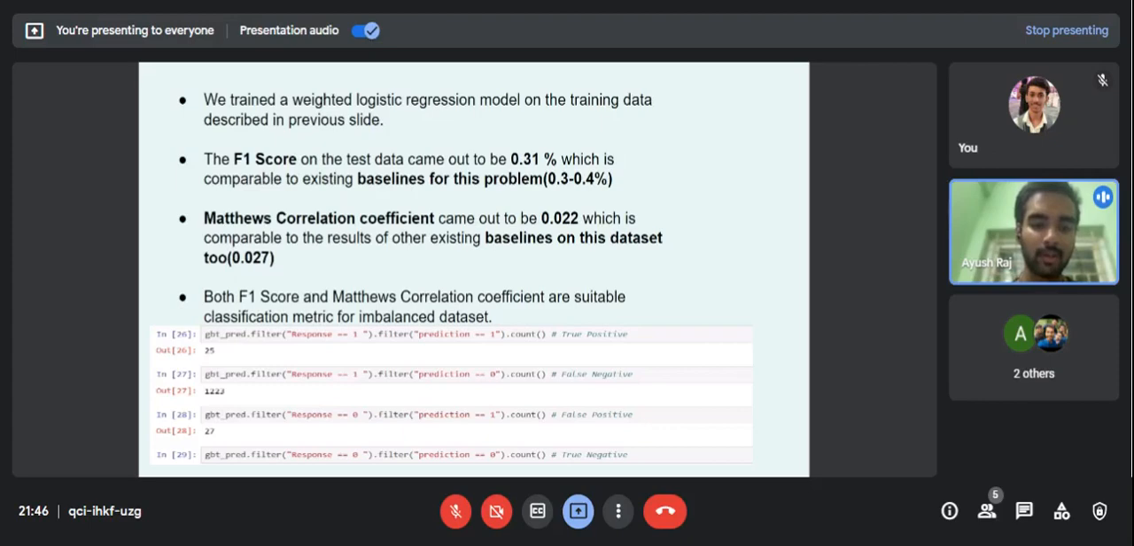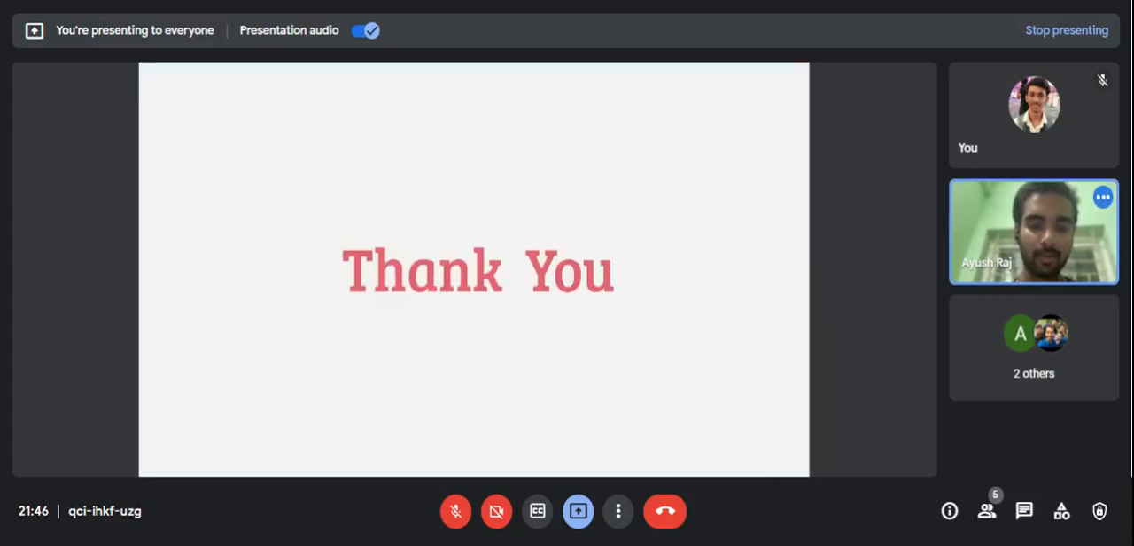Hence, the F1 score and Matthews correlation coefficient were suitable classification metrics for this dataset, and the reference we chose was the existing baseline models, and we were successful in competing with them. And you can see the code snippet. This was the end of our presentation of this data science project.